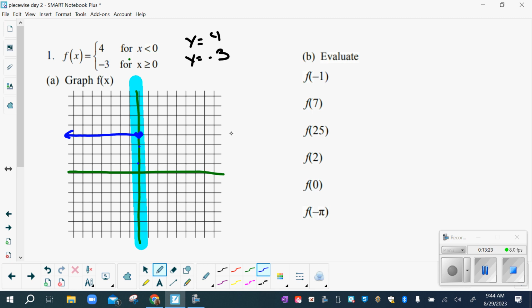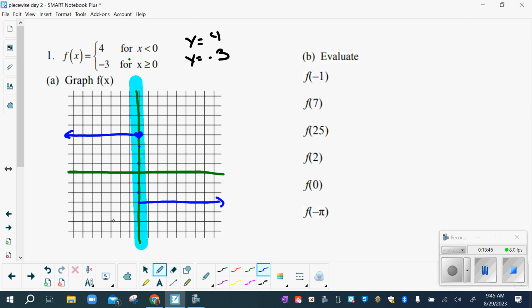Then we're going to do the same thing for -3. This is just a recap of what we did on Friday. 1, 2, 3. Here's my whole entire line, but I don't need the whole entire line. I need everything going this way from my little boundary line. So I'm going to get rid of this.